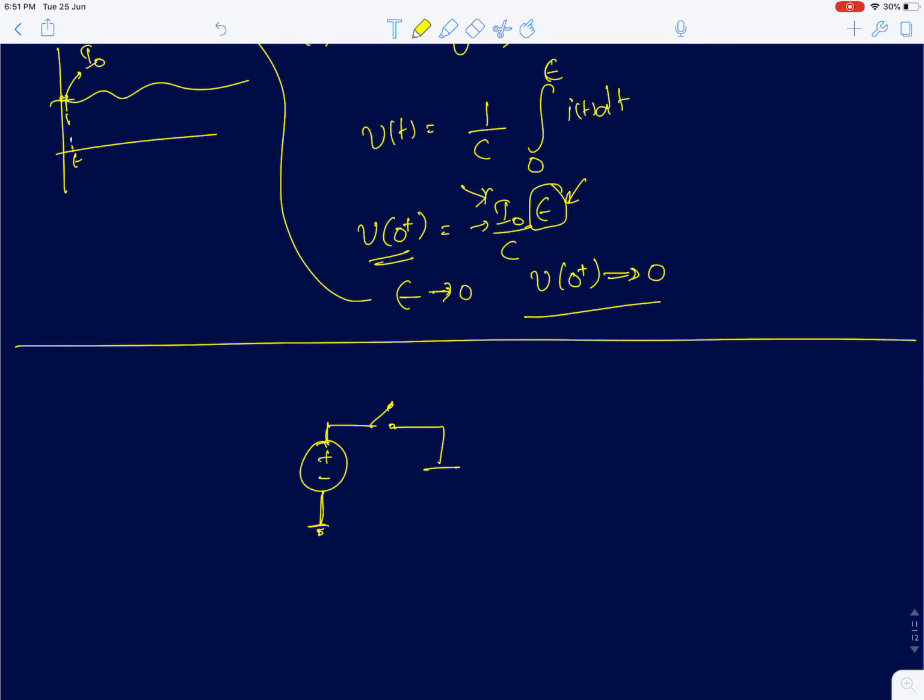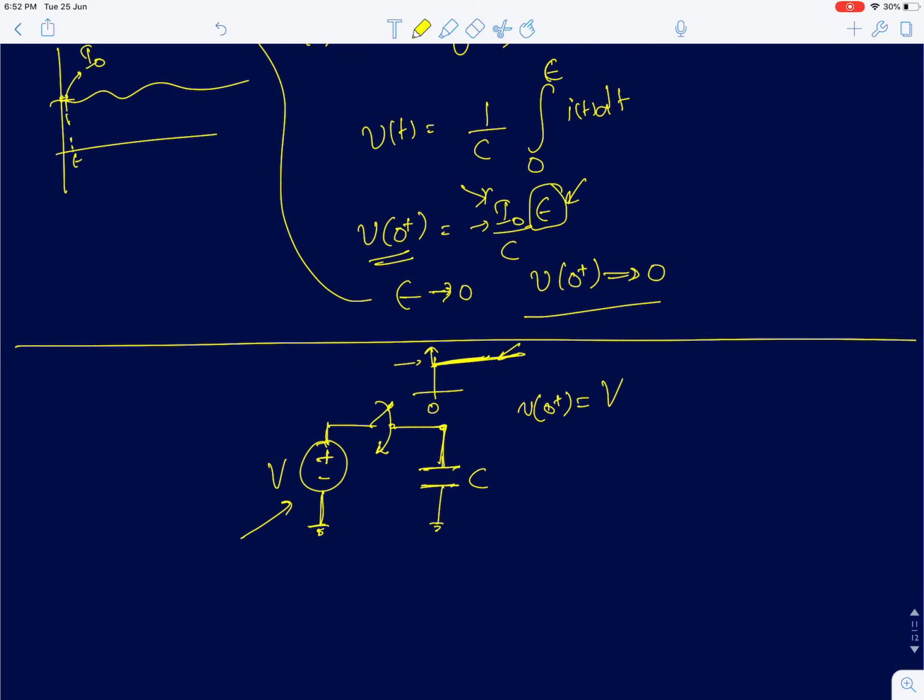Now assume that I am going to connect a capacitor of capacitance C across V volts. I will suddenly close this switch at t equal to 0. The value of high here represents the switch being closed. Now as soon as you close the switch, since this is an ideal voltage source, the voltage across the capacitor has to be V, right? The moment you close the switch, V of 0 plus has to be V, the instant you close it.